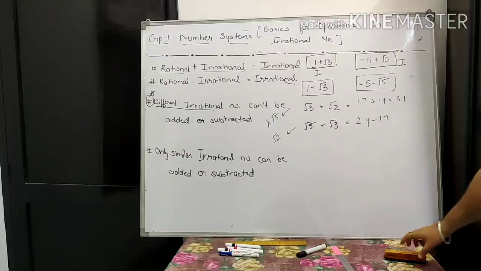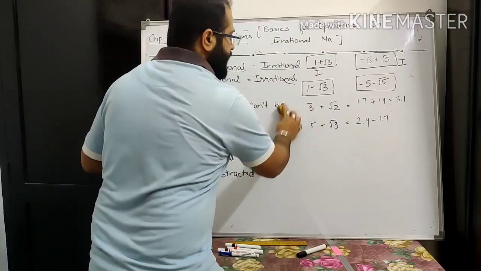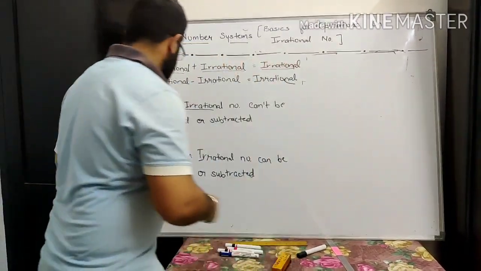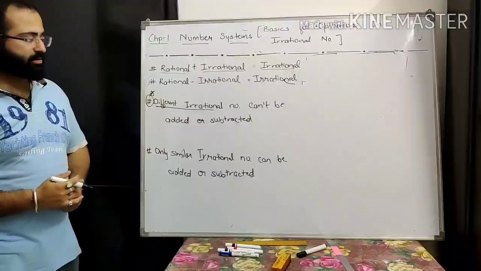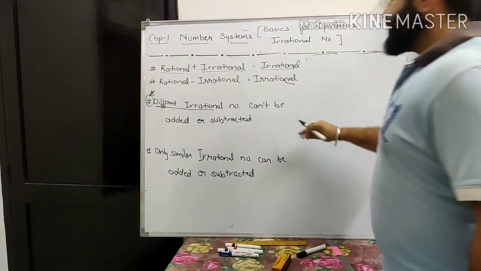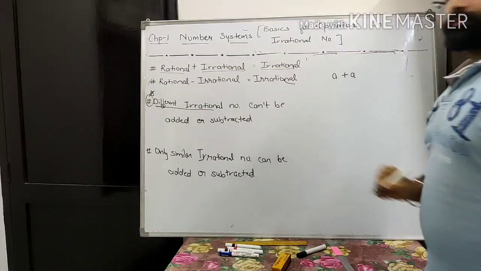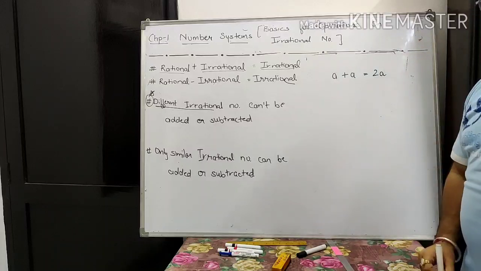Now coming to the next concept, which is quite important again, as this whole topic is: only similar irrational numbers can be added or subtracted. Only similar numbers. We'll start with an analogy. If I say what is a plus a? A plus a means we have 2a.